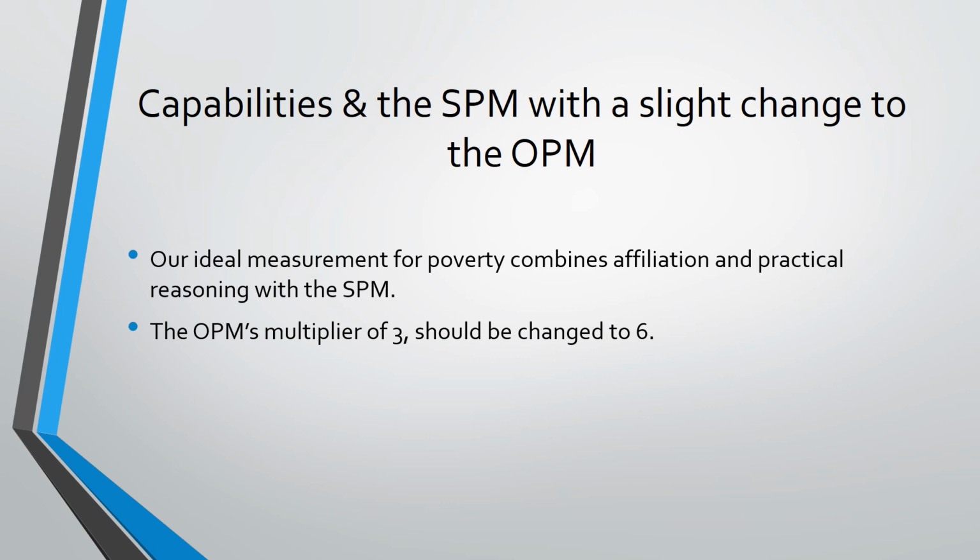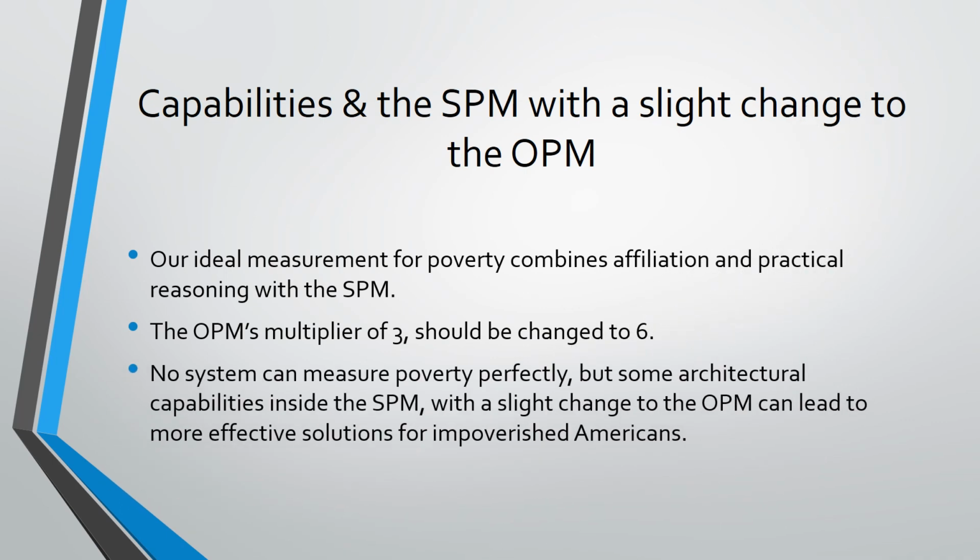We acknowledge that no system can measure poverty perfectly, but we feel that including some of the architectural capabilities inside the SPM and slightly changing the OPM can give policymakers clearer data and lead to more effective solutions for impoverished Americans.